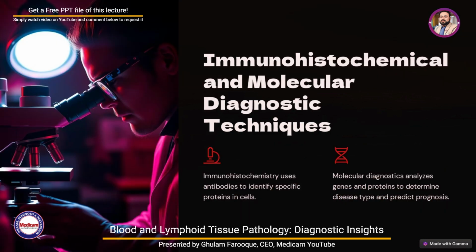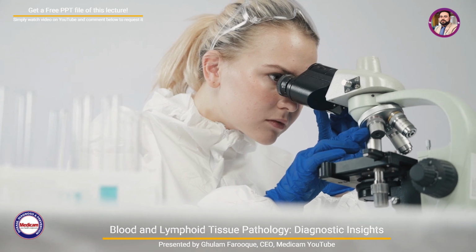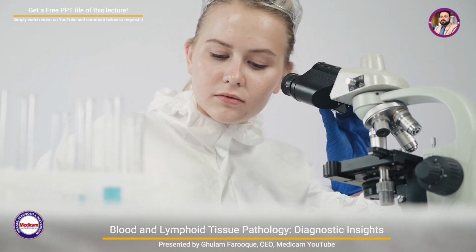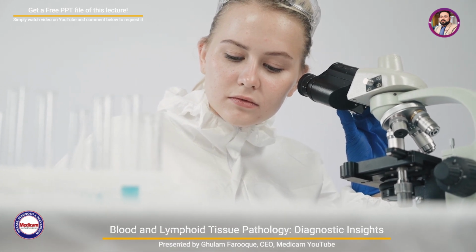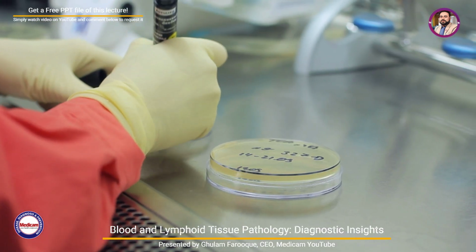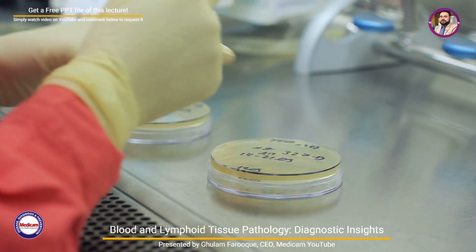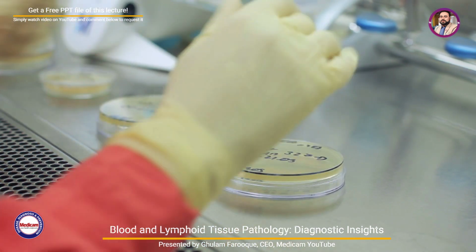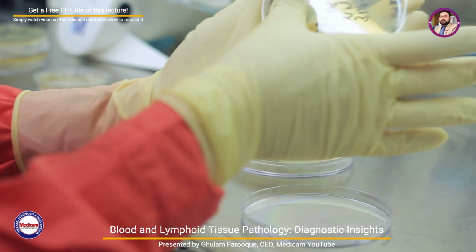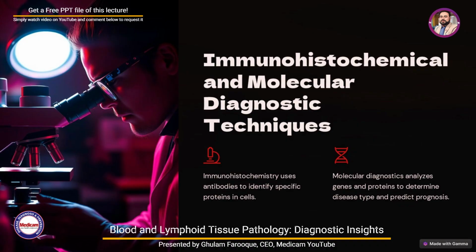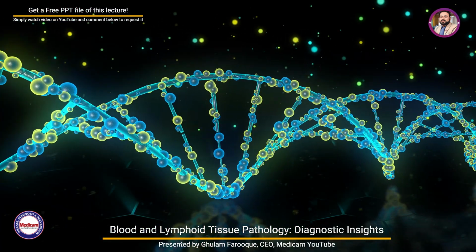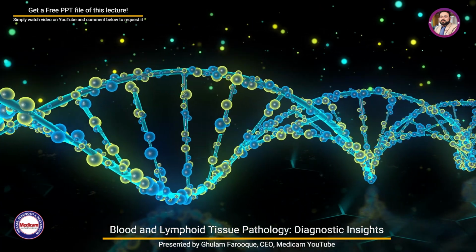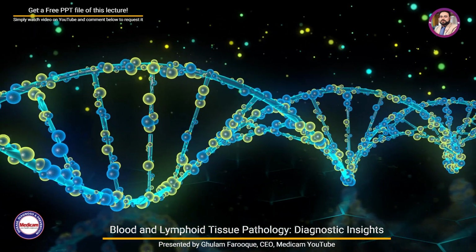Immunohistochemical and molecular diagnostic techniques. Immunohistochemical, IHC, and molecular diagnostic techniques are essential for disease diagnosis, particularly in oncology, infectious diseases, and genetic disorders. Immunohistochemical, IHC, techniques. IHC detects specific antigens in tissue sections using antibodies. Key steps include tissue fixation, antigen retrieval, antibody binding, and visualization using chromogens.